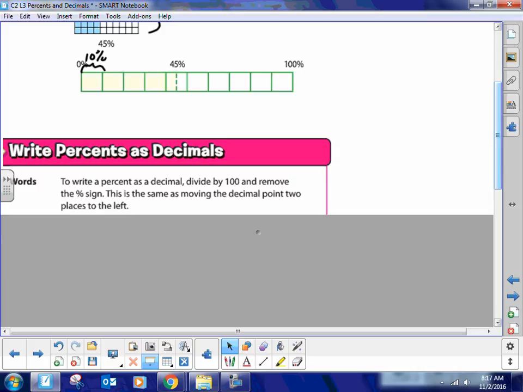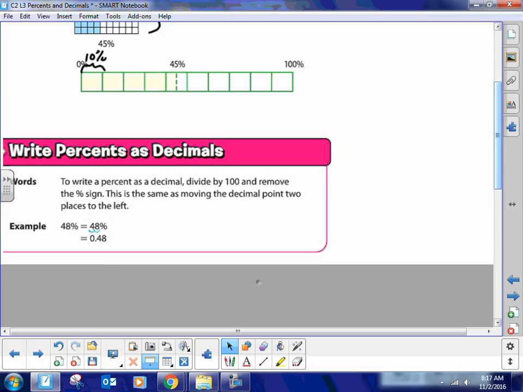Now this is in your book. All right, writing percents as decimals. To write a percent as a decimal, divide by 100 and remove the percent sign. Now, the way I wrote it in your notes is a little different than this. I wanted you to know what's actually happening, but in your notes, all I did is, to write a percent as a decimal, you move the decimal point 2 places to the left and remove the percent sign. That's how we did it, and that's how I'll expect you to do it.